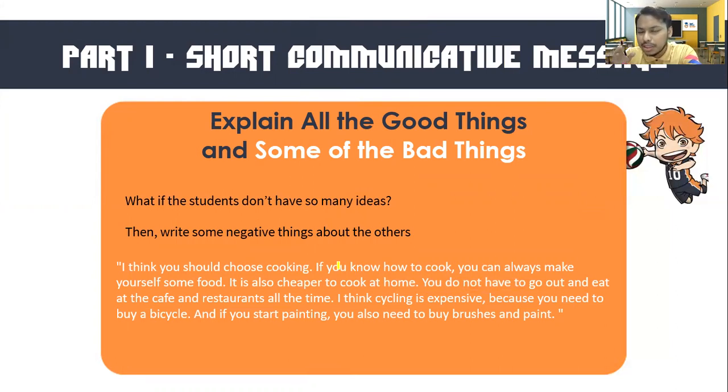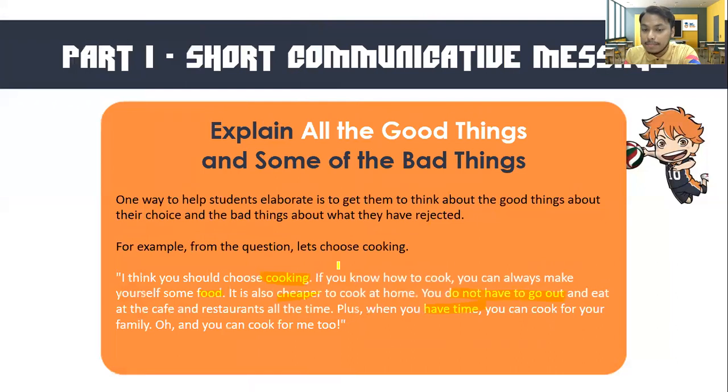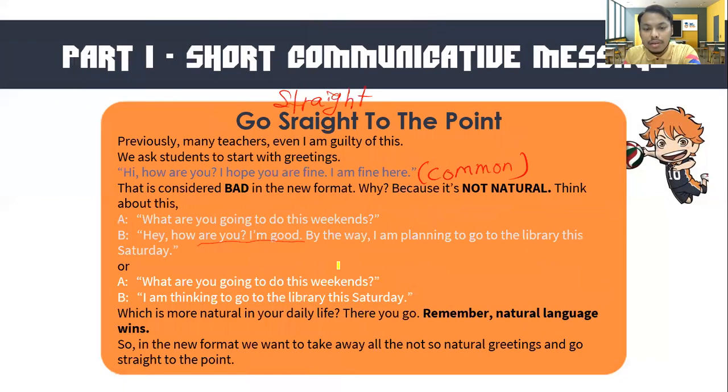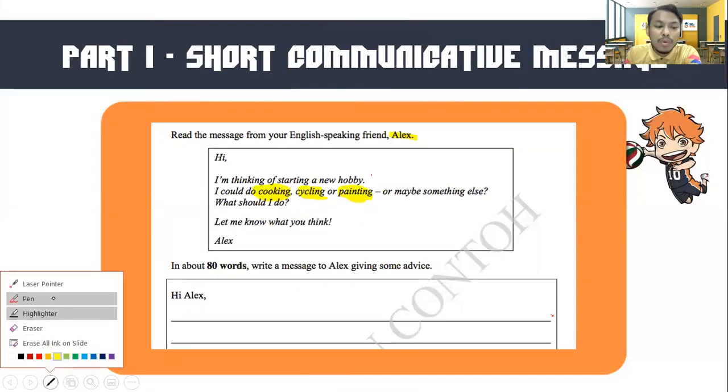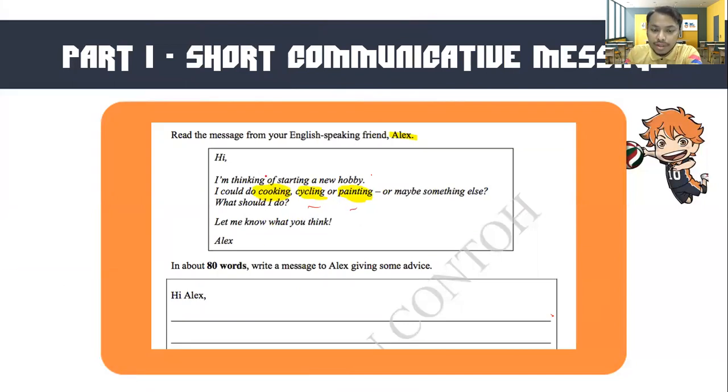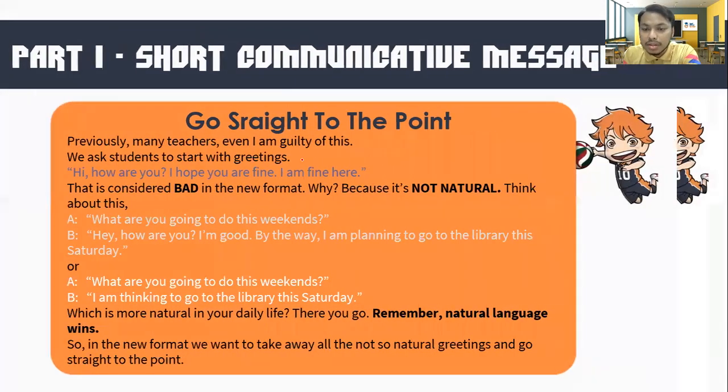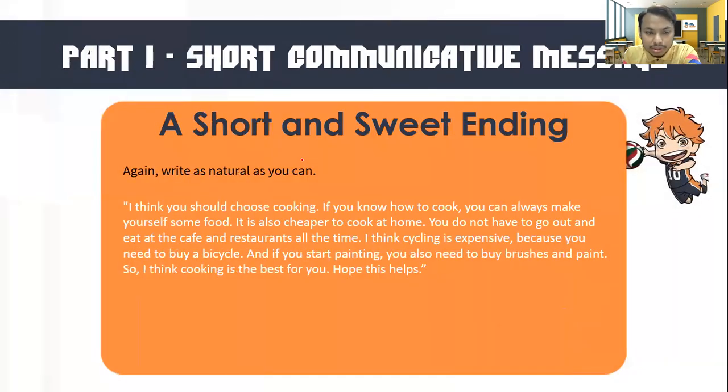So, dah puas dah cakap good things. Now, then write some negative things about the others. So, kita counter balik dengan cakap benda negatif instead of positive. Let's say we choose cooking as something that we choose. So, if we choose cooking, we just puji je cooking, and for cycling and painting, we give a negative feedback. Why? Because we want to convince Alex to cook, not cycling or painting. So that's it. So let's proceed to the next one.